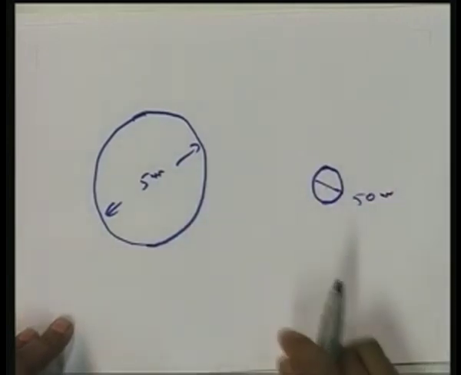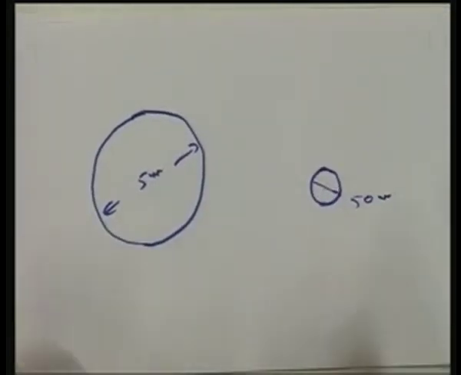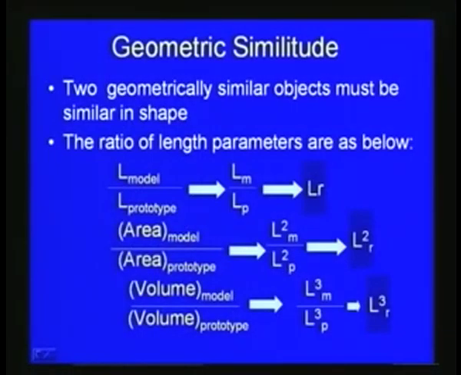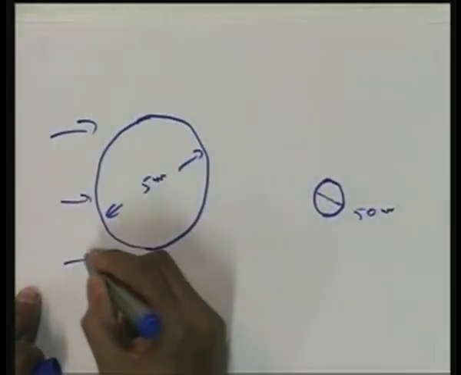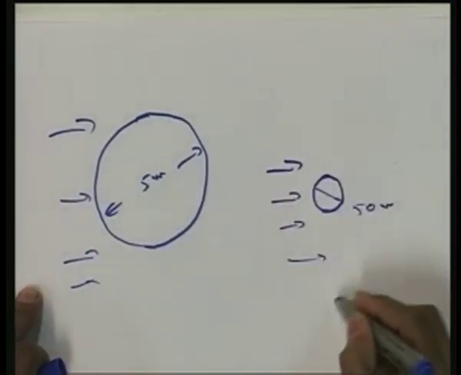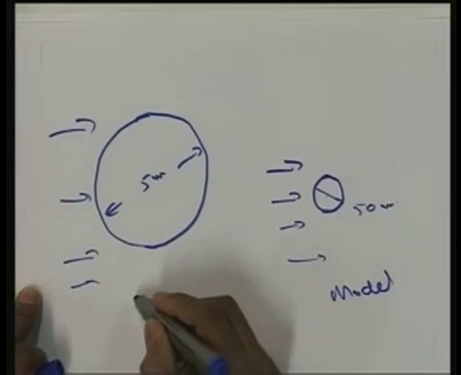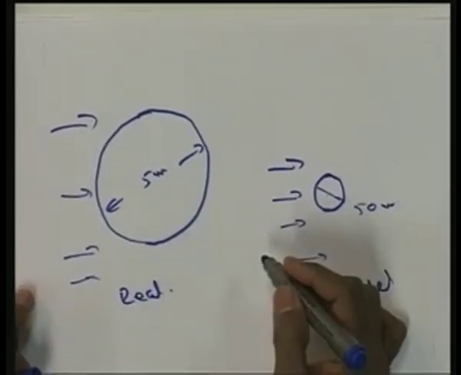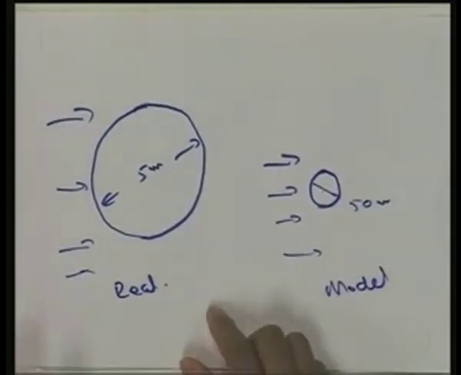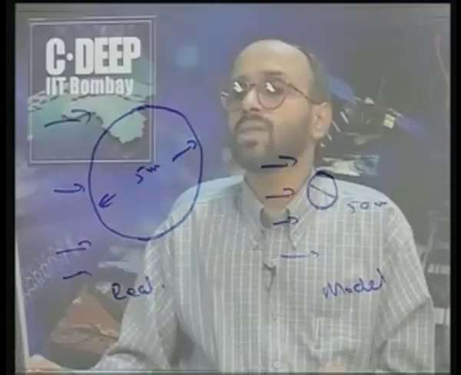So here you can see the shape, the physical modeling which we are doing, with respect to this flow over a cylinder. The fluid flow is coming here; this is the real case and this is the model, and here the real problem. When we do the scaling, we have to see that two geometrically similar objects must be similar in shape. That is what geometric similitude gives.